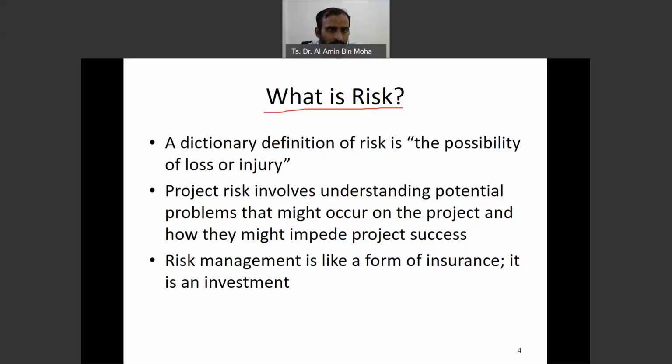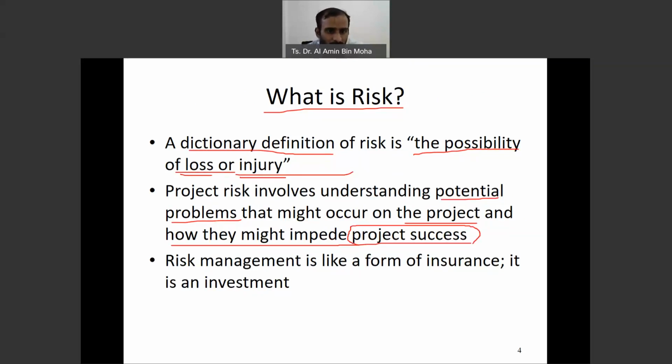So what is risk? Here is the dictionary definition: risk is the possibility of loss or injury. Project risk involves understanding the potential problems that might occur on the project and how they might impede the project success. They can give impact to the project success.